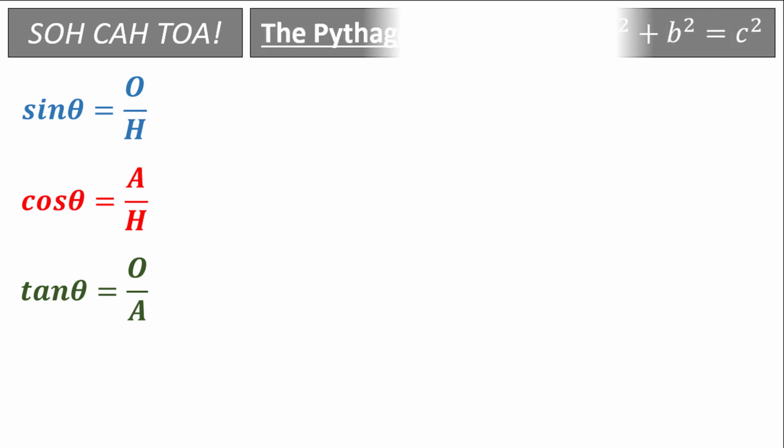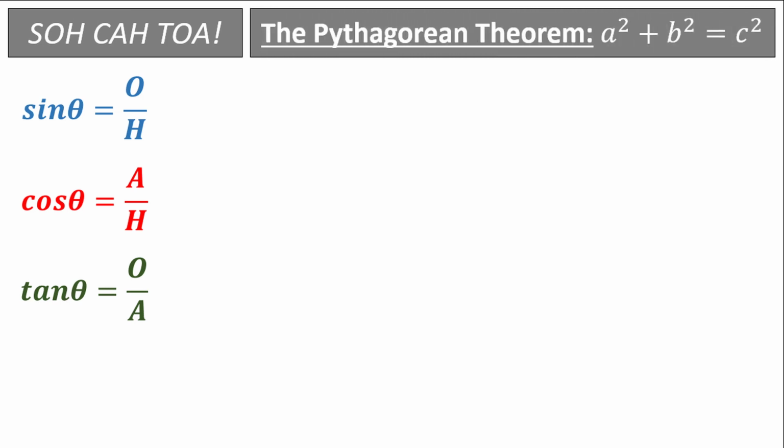Also recall the Pythagorean theorem, which allows you to solve for a missing side in a right triangle, and tells us that a squared plus b squared is equal to c squared if a and b are the legs of the triangle and c is the hypotenuse. If you are a little shaky on either the Pythagorean theorem or sine, cosine, and tangent, consider watching my videos related to those topics before continuing with this video.